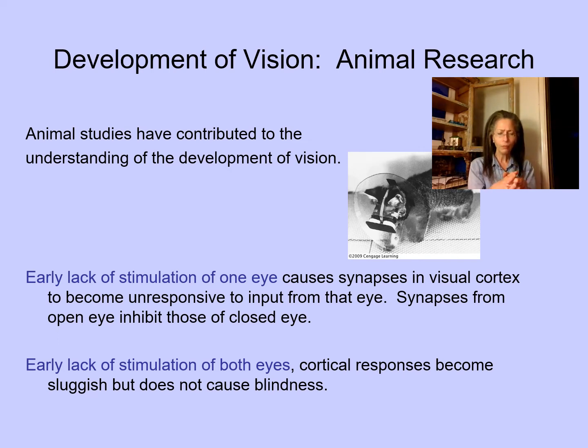Now, notice on the slide it says, now you can't see this, but if you look at the PDF, it says early lack of stimulation of both eyes can create more sluggish responses, but it does not render an organism, in this case a kitten, blind. But if one eye is shut, like for me when I talked about the one eye that didn't work well, the other eye starts to become dominant.